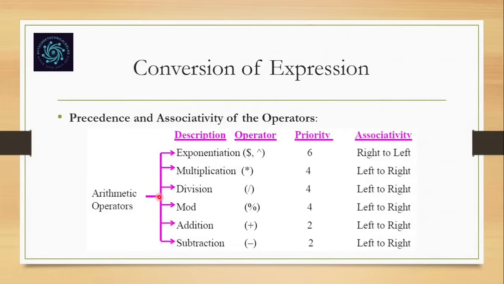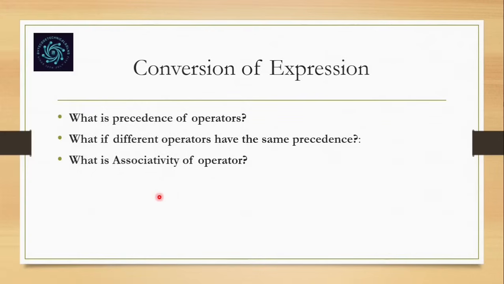So next we are going to check what precedence and associativity of the operators are, before going to learn about the conversion of expression from infix to postfix or infix to prefix. Here we have a table. In this table we have operators listed, providing their associativity and precedence values, that is priority values. Before going in depth with this table, let us understand these terminologies.